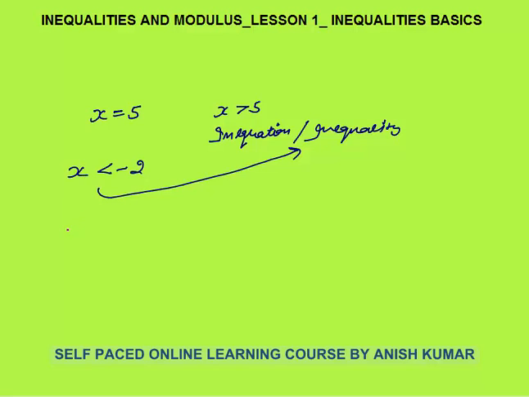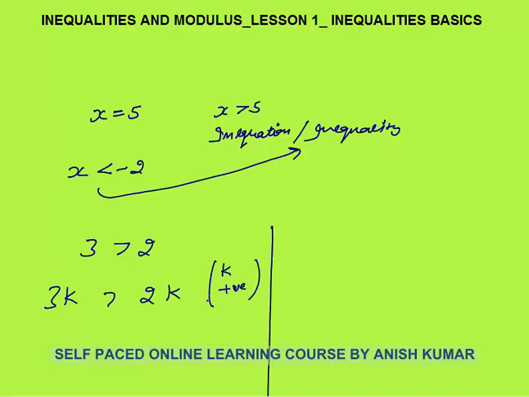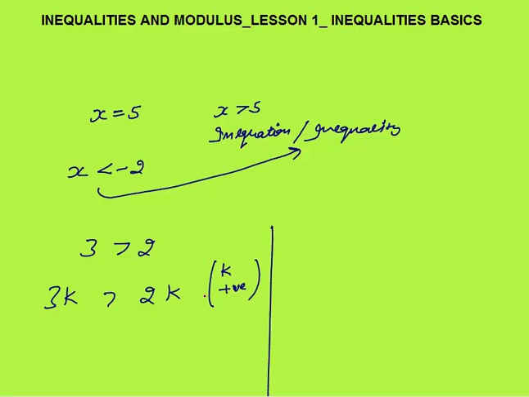First let's understand the basics. If 3 is greater than 2, 3k will be greater than 2k if k is positive, given that k is positive. If k is positive, 3k will always be greater than 2k. For example, if k is 1, 3 will be greater than 2. If k is 8, 3 into 8 will be greater than 2 into 8.